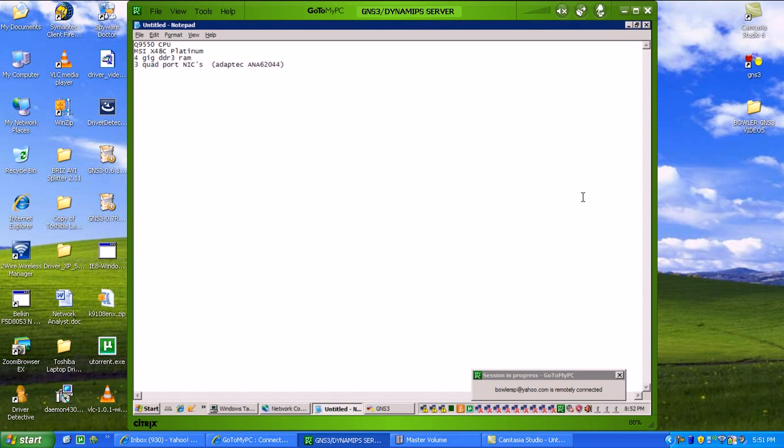The quad port NICs. Also, what I wanted to mention is I'm running XP 64-bit. A lot of people go with Ubuntu or whatever else, Linux or Unix platforms, but I'm just running Windows, and it auto detected my quad port NICs with no problem.